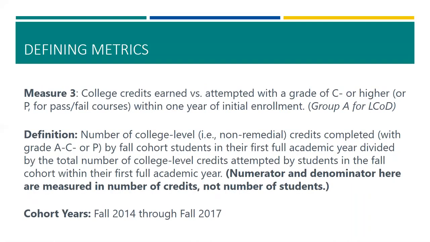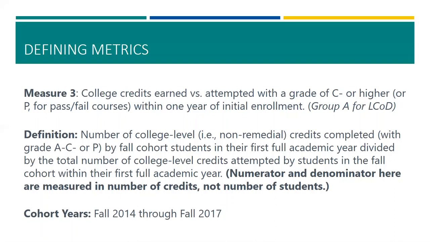Measure 3, again, this is part of Group A if you're going for Leader College of Distinction, as was the previous. College credits earned versus attempted with a grade of C- or higher, or if it's a pass-fail course, a P. You're looking at the number of college-level non-remedial credits completed by your fall cohort students in their first full academic year, divided by the number attempted.